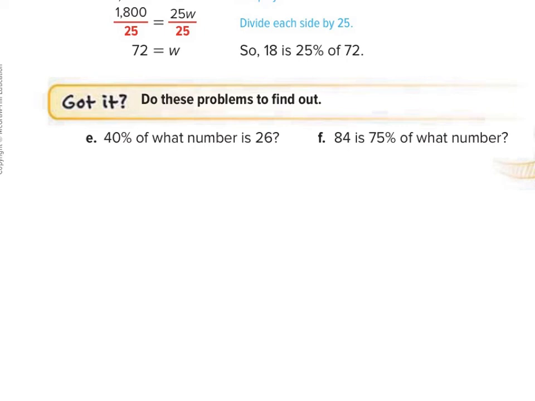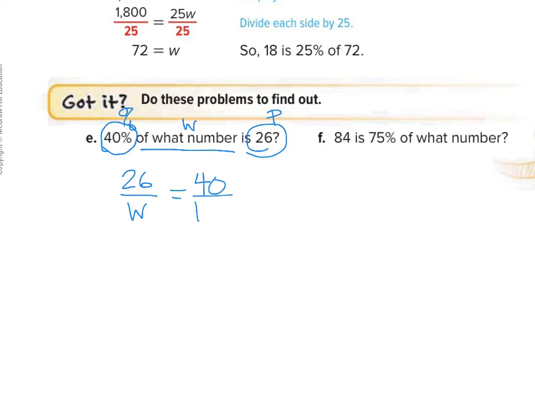All right, if you stopped the video, then you're ready to go over these with me. So it looks like in problem E, we have the percent, which is 40%. And we have the part, which is 26, and we're going to be looking for the whole this time. So we are going to put 26 over W because we're trying to find the whole, and we're going to put 40 over 100. And then you're ready to do your cross products. So you're going to take 40 times W and 26 times 100. And then you're going to divide by 40.